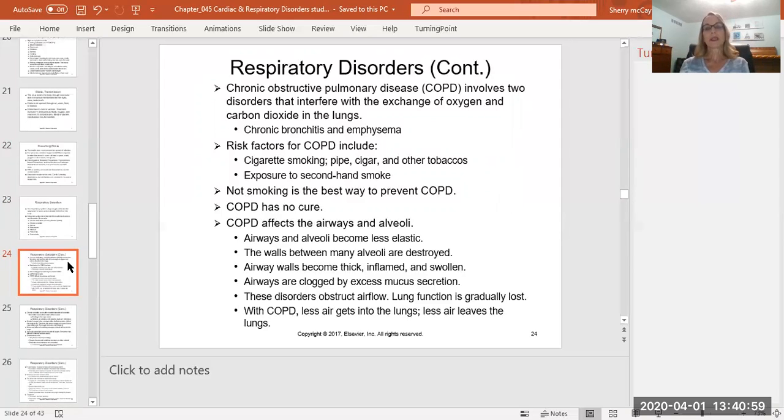Okay, so tell me, what is the most common cause of COPD? Is it allergies, smoking, being overweight, or a high sodium diet? What do you think? Smoking. All right, let's move on.